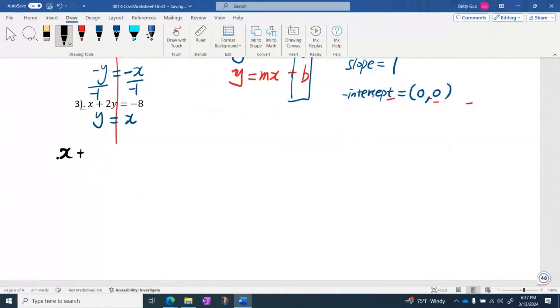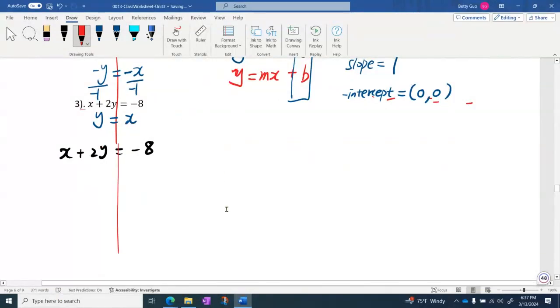The equation is x plus 2y equals -8. We are going to rewrite the equation in slope-intercept form, right? So our goal, again, is to isolate the y on the left side. Everything else goes to the right.